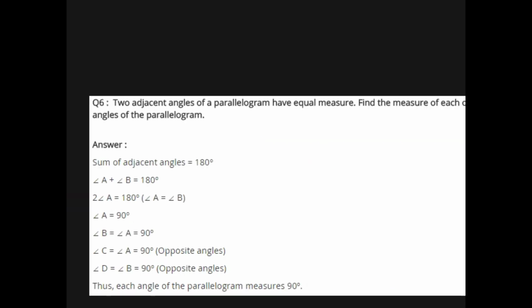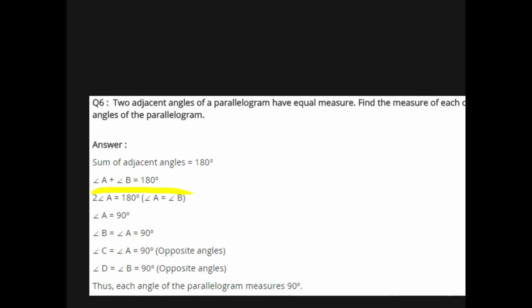Question number 6. Two adjacent angles of a parallelogram have equal measure. Find the measure of each angle of the parallelogram. Okay, see here what is given. The two adjacent angles are of equal measure. Suppose these are the two adjacent angles. So what is the sum of adjacent angles?